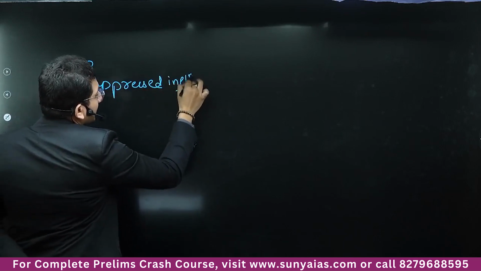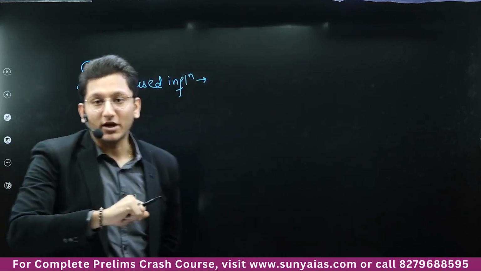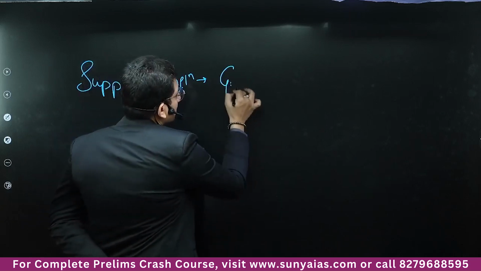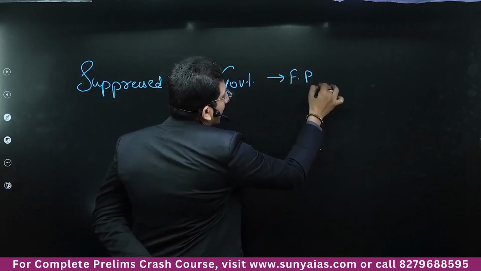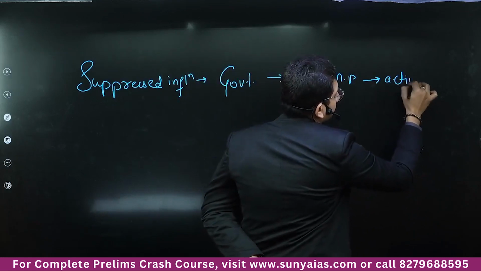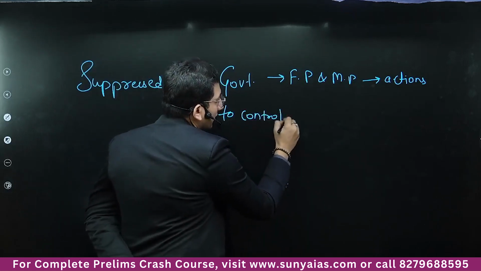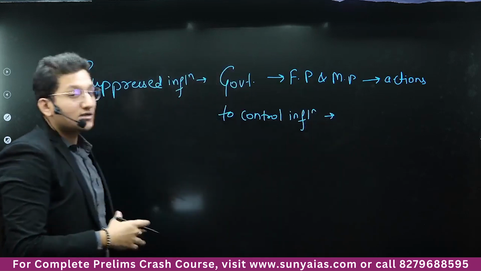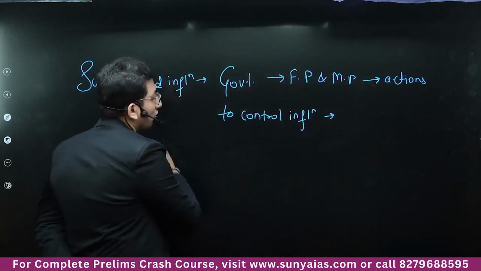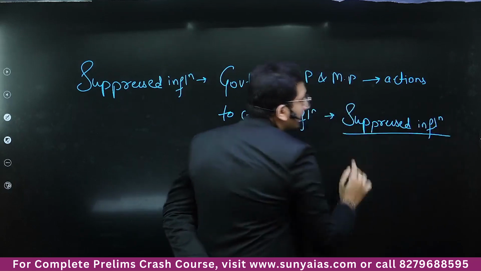Suppressed inflation. Now understand, guys, inflation is a too big risk for an economy, that we have seen in the example of Germany. Inflation is a too big risk to be left unchecked, right? So the government uses tools such as fiscal policy and monetary policy, and takes certain actions to control this inflation. So this controlling of inflation, and the rate after controlling it, is what we call the suppressed inflation.